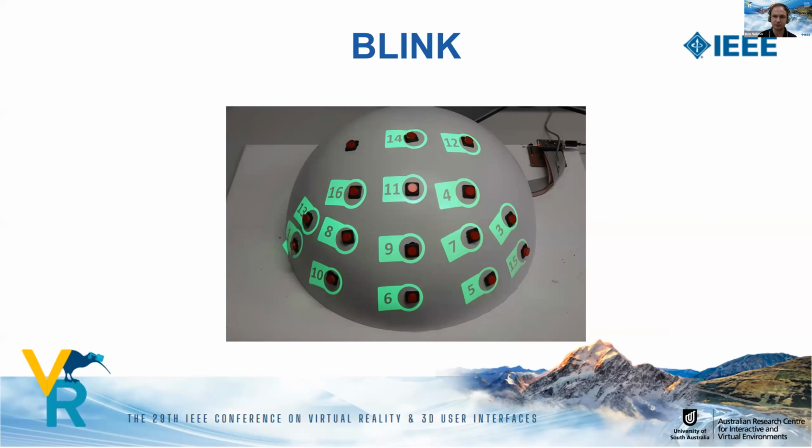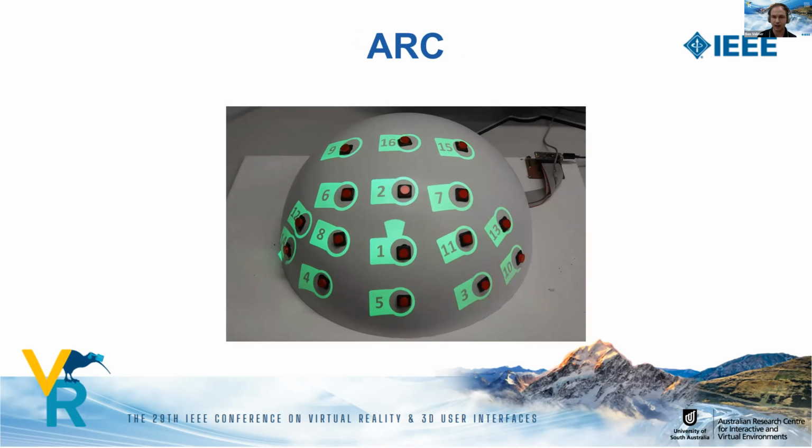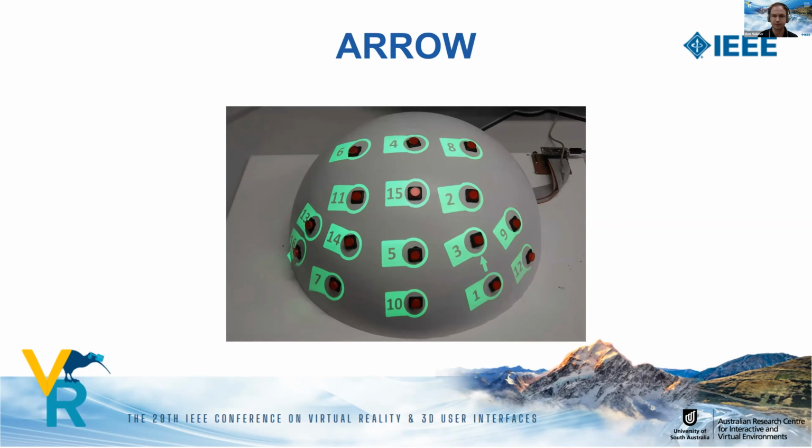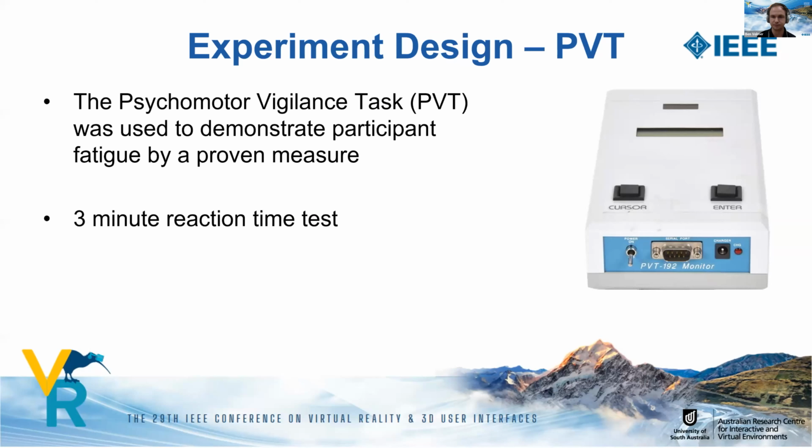One of them was blink, which had the upcoming task flash on and off. In this case, it's in the off state. Color, which modified the upcoming task to be a different color, being orange. Arc, which provided an additional annotation around the active task in one of 8 different compass directions towards the next task. Arrow, which provided an additional annotation in the form of an arrow from the active task pointing directly to the upcoming task. And finally, line, which linked the current and upcoming task.